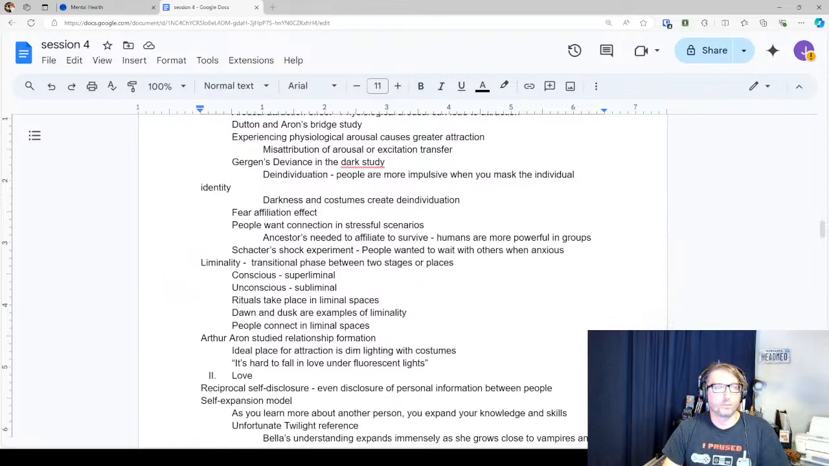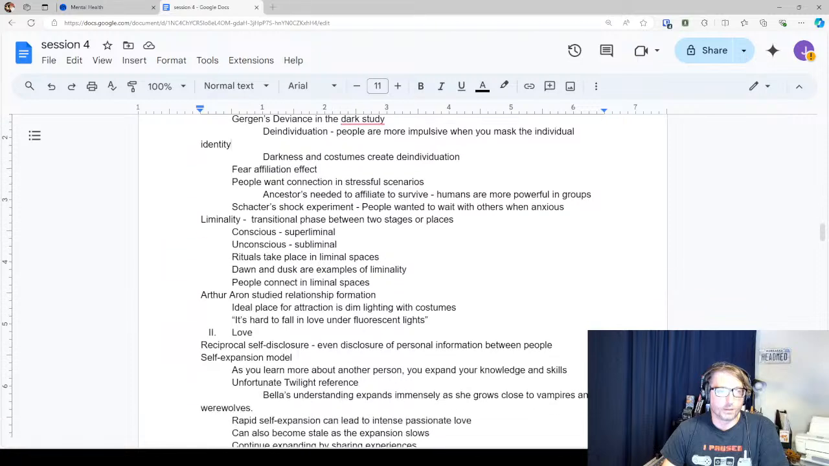We have the fear affiliation effect. I mean, that's just related to the earlier thing. People want connection in stressful scenarios. That seems to be related to our ancestors' need to affiliate to survive in the environment. People that were alone tended to die. People who got together with others and formed groups would survive. Then we have Schachter's shock experiment. You had people wait in a line for an electric shock. People were given the option to have other people wait with them for their shock. It wasn't a bad shock, but people always tended to want to wait with others.